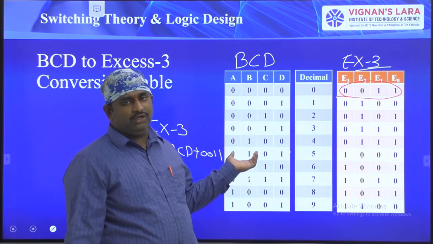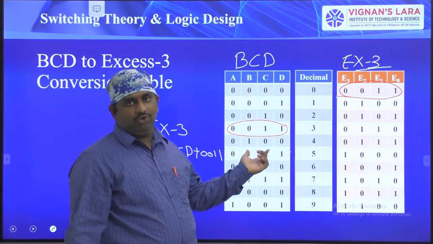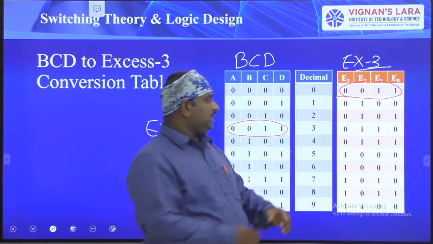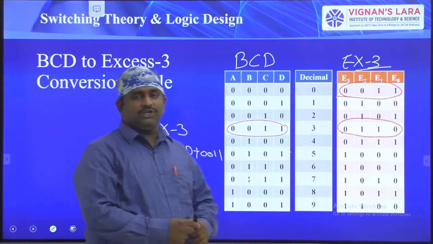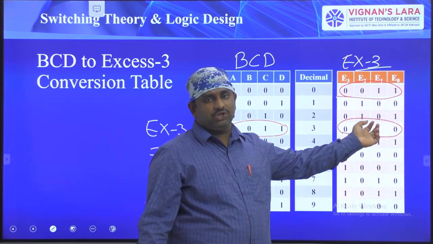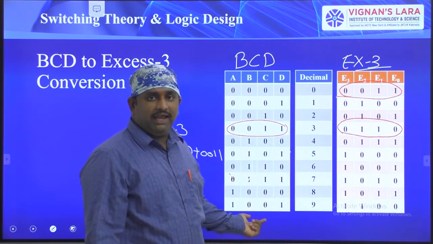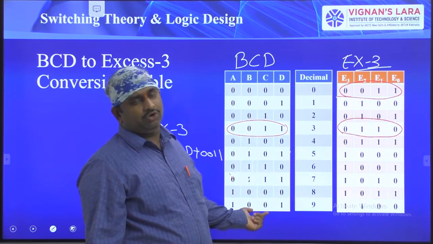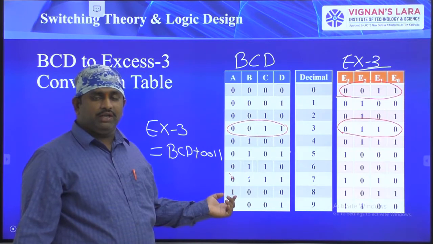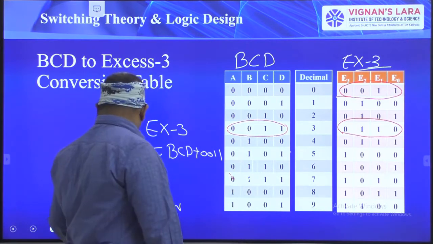Take for example 3. The 3 equivalent value in XS3 is 3 plus 3, that is 6, so the 6 equivalent number is 0110. Actually, that value in binary is 6, but we are representing it in XS3 code, that is, with 3 added. Like this we have the 0 to 9 conversion. For example, take 9. 9 plus 3 is equal to 12, and the 12 equivalent binary value is 1100. So the 9 value we are representing in XS3 as 1100. This is the representation of BCD to XS3 conversion.